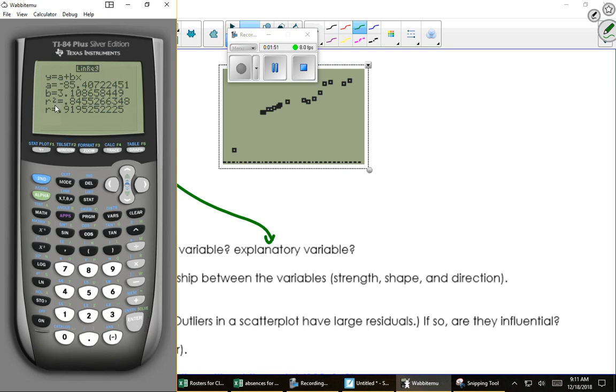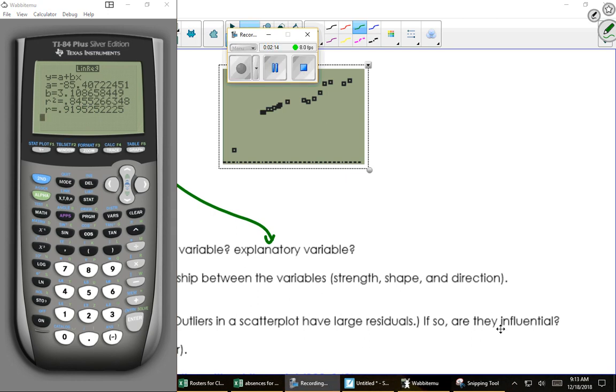If it does not show you r and r squared, remember you can hit mode and go to stat diagnostics and turn them on, or in an older calculator you would need to go to your catalog and turn your diagnostics on. My correlation is r, 0.9195, and the coefficient of determination is r squared, that's 0.8455.